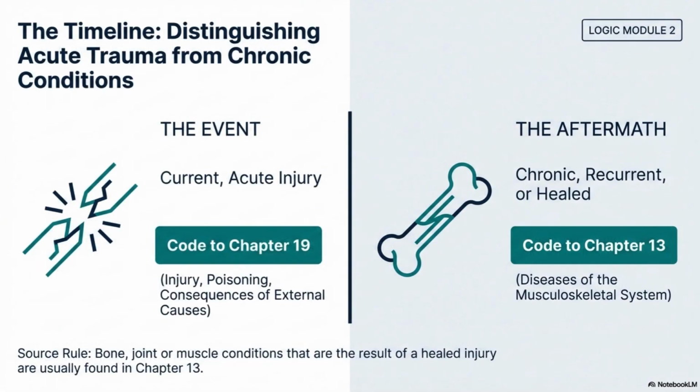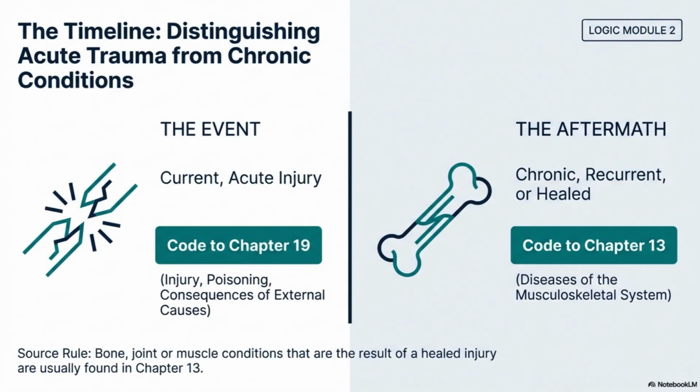Acute trauma refers to a sudden injury event, something that happens right now, in the moment. Chronic conditions, on the other hand, develop gradually over time or show up as the long-term effects of a previous, healed injury. So here's the rule in coding terms. If the patient is experiencing a current, active injury, that takes you straight to Chapter 19. We'll dive deeper into those guidelines later in our coding series. But if the patient is dealing with the after effects of a past injury, things like chronic pain, stiffness, or deformity, that belongs in Chapter 13.